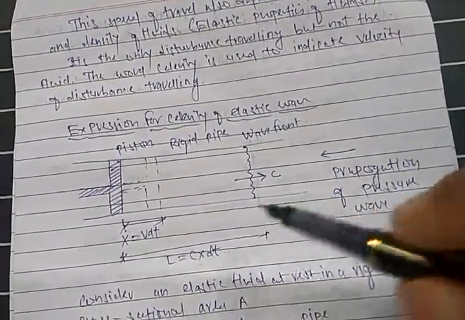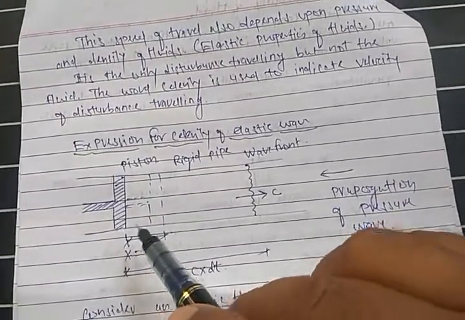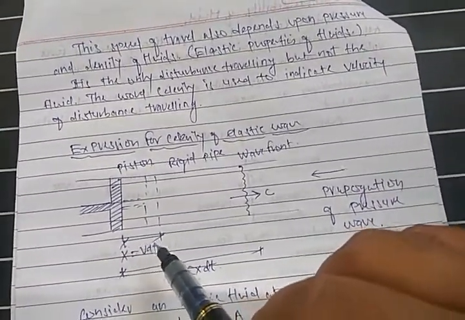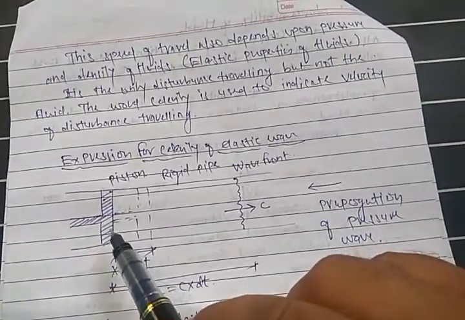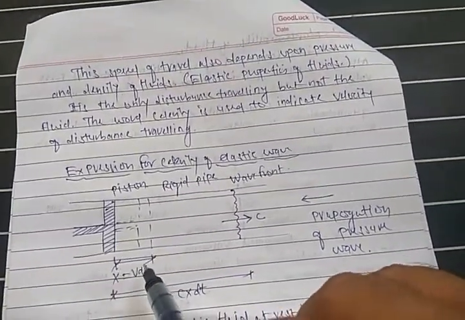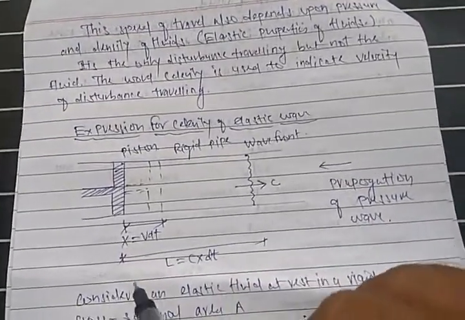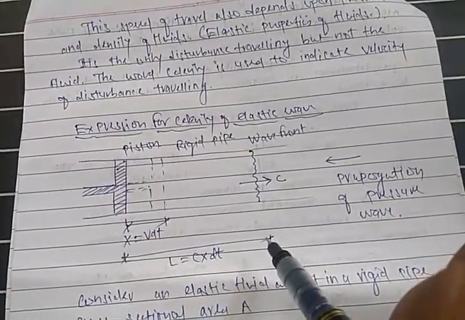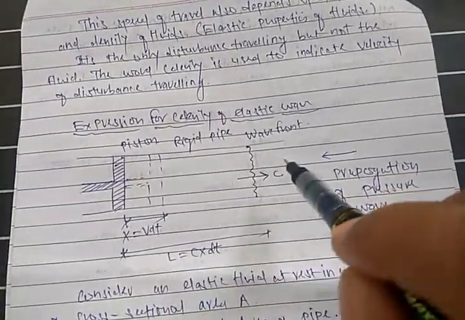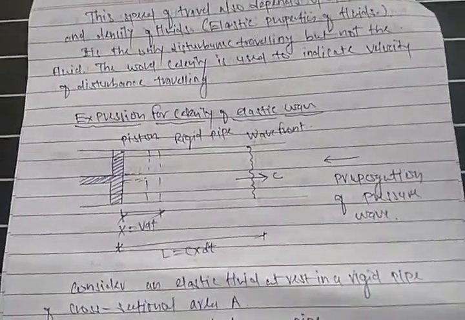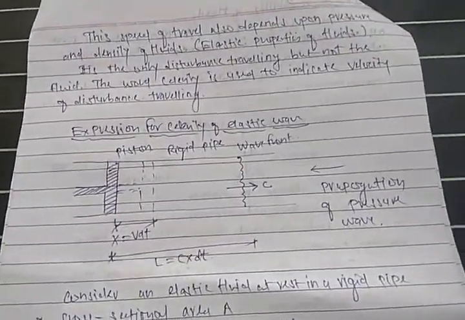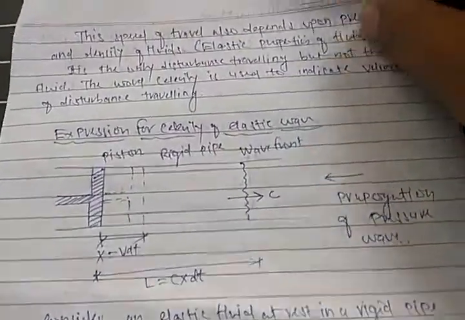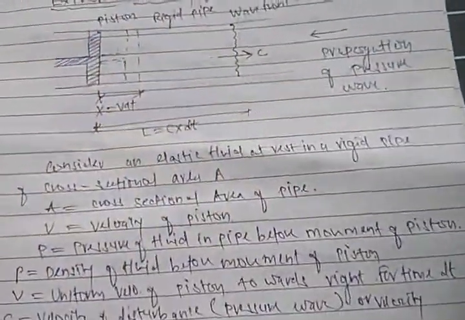Now the distance between the first position and second position of the piston is x, and x is equal to v into dt, where v is the velocity of travel of the piston, and dt is the small time for which the piston is traveling. Then from the piston, at a distance of L, this wavefront or disturbance is moving. This L is equal to c into dt, c celerity and dt small time. Okay, let us see the details.